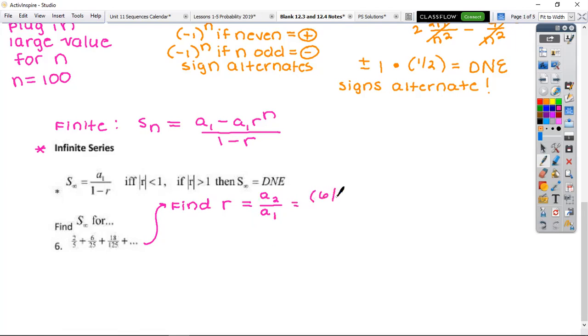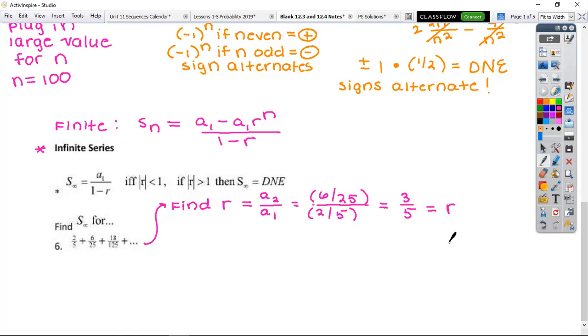So I'm going to type this in. You would do 6 over 25 divided by 2 over 5 in your calculator, and then hit math, enter, and whatever you get here is your r. Again, this one might be easy to just look at and see, but I understand that sometimes you get ones that you're like, I don't know what it is. Did we get 3/5? Perfect. So this is equal to 3/5, which is equal to r.